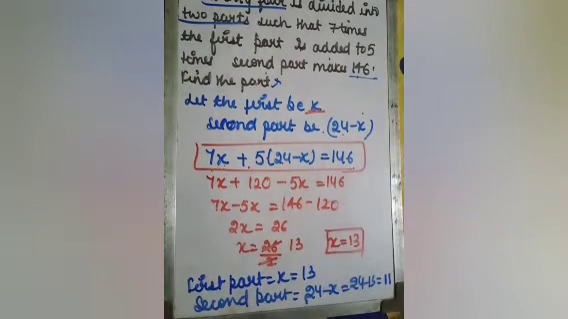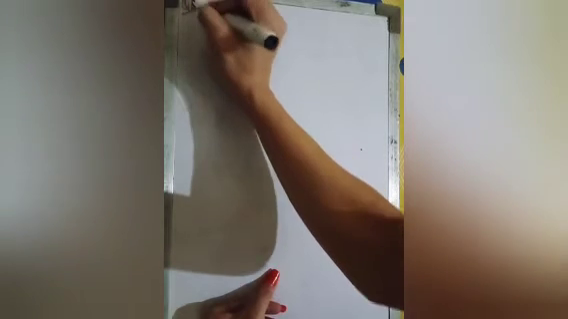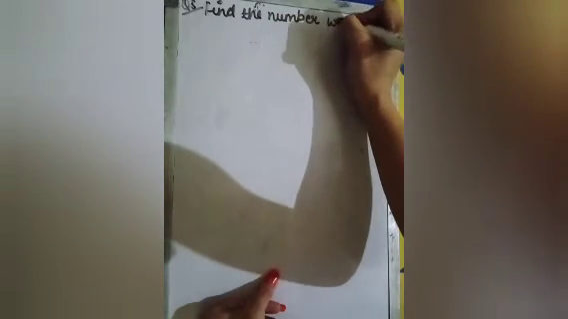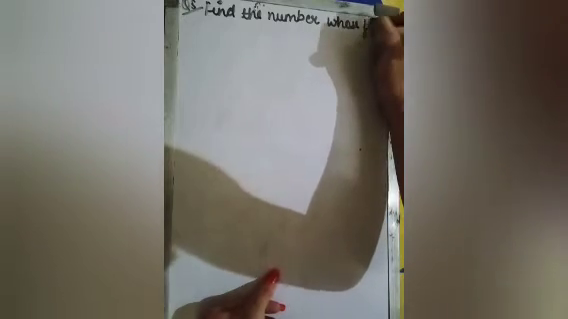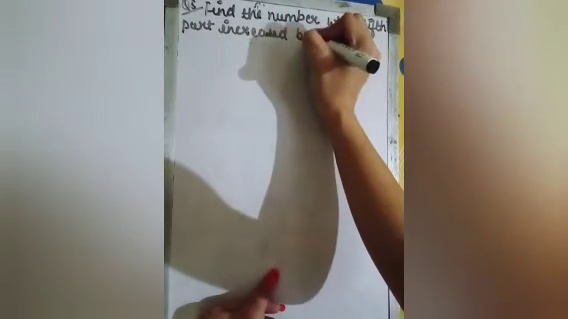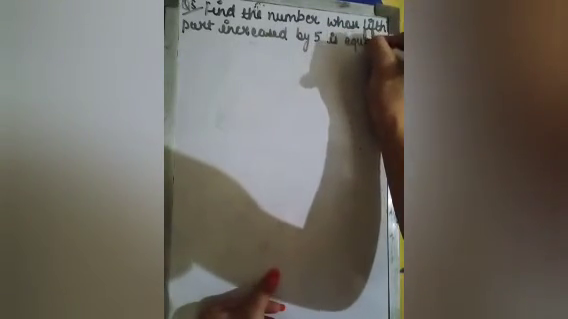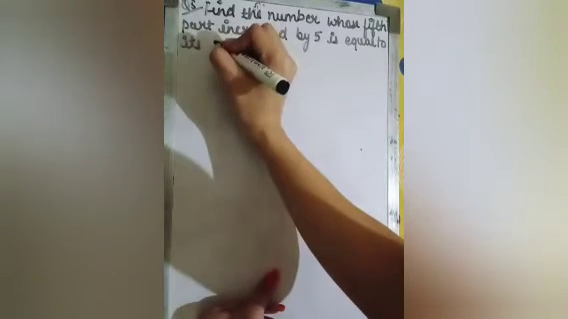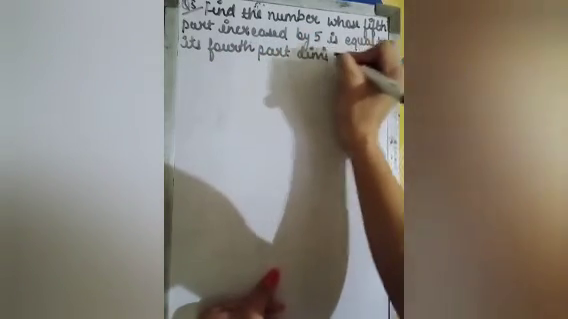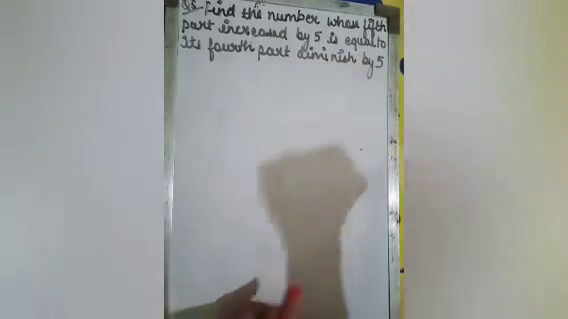Now move on to the question number 5. Question number 5 says, find the number whose fifth part increased by 5 is equal to its fourth part diminished by 5. Now what does it mean?